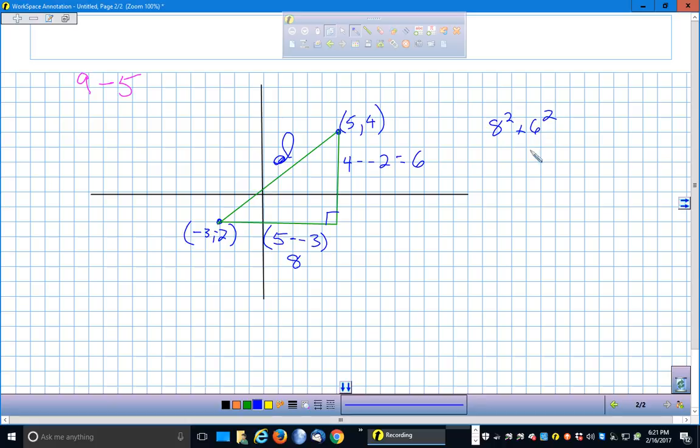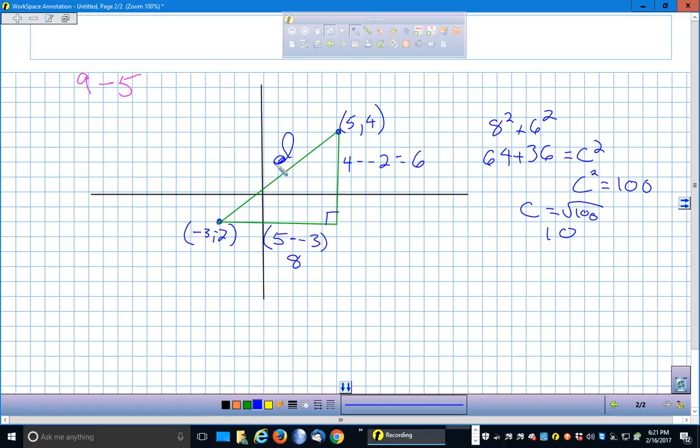Then I could just do the Pythagorean theorem, which is 8 squared plus 6 squared. Look at this, this comes out nice and neat. 64 plus 36 is equal to c squared. So c squared is equal to 100, so c is equal to the square root of 100, which is 10.